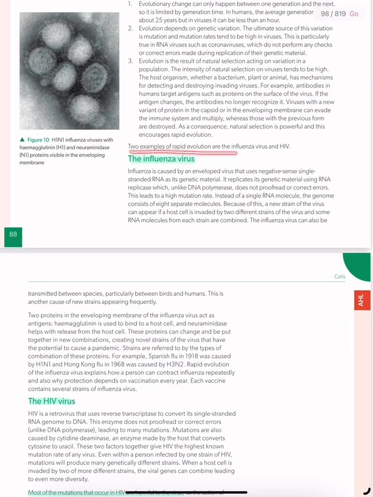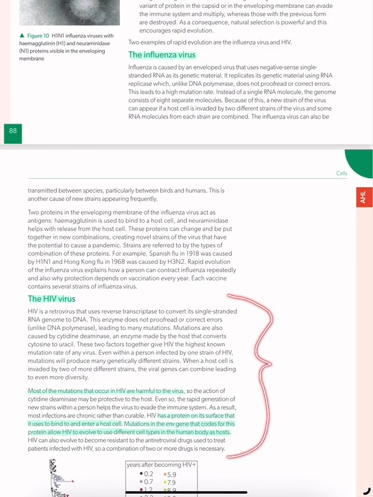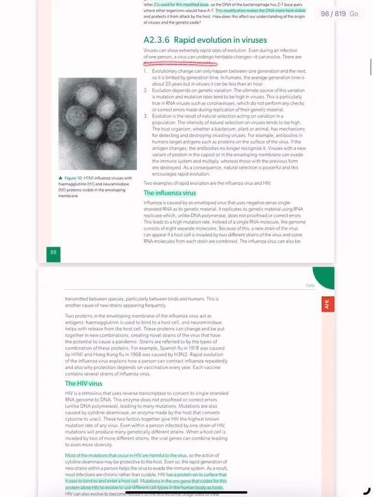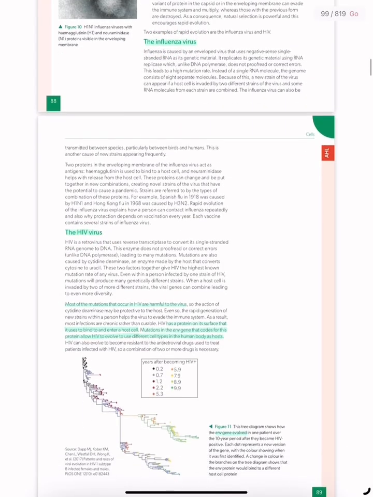2 examples of rapid evolution are the influenza virus and the HIV virus. So we already mentioned the HIV virus on the table above. Because of these reasons, these 2 examples tend to evolve very, very rapidly.